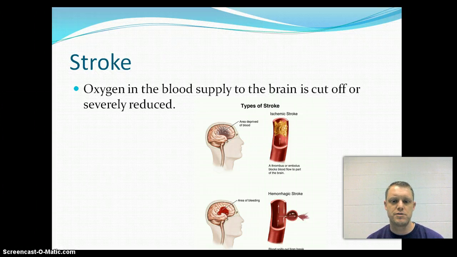Taking a look at a stroke, oxygen is cut off to the brain or severely reduced. That is one type of stroke, ischemic stroke. The other one is a hemorrhagic stroke, where you bleed on the brain, a blood vessel breaks in the brain. The first one is the one that's clotted, and then you don't get any oxygen-rich blood to the brain. So again, from that coronary artery disease, atherosclerosis, you get a heart attack and a stroke.